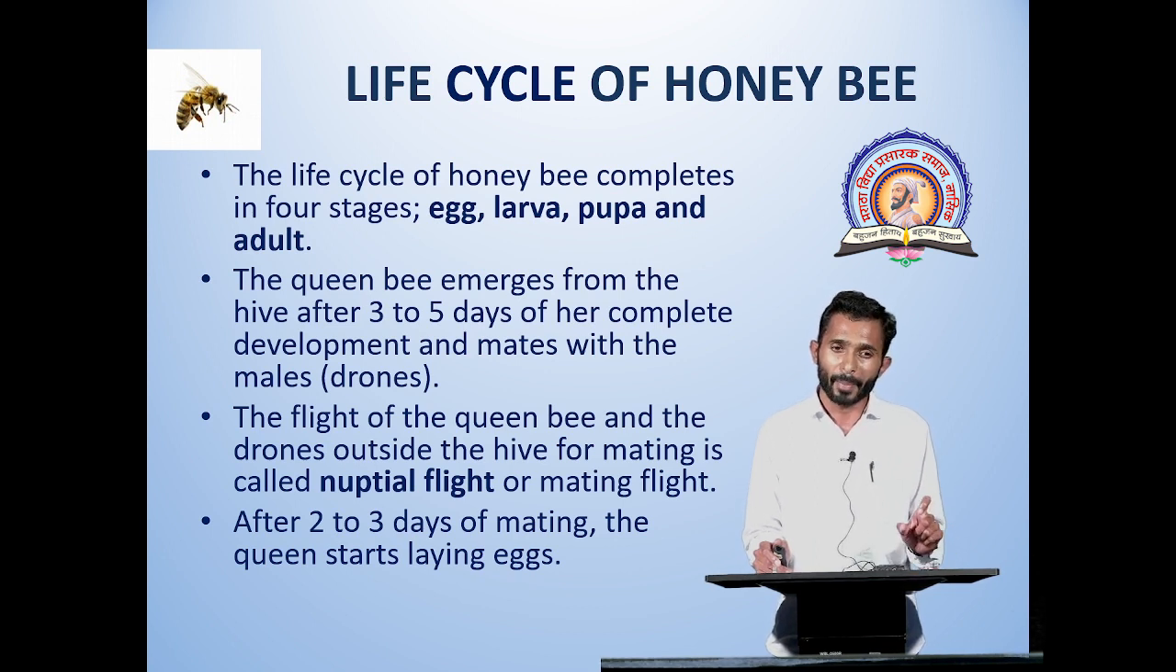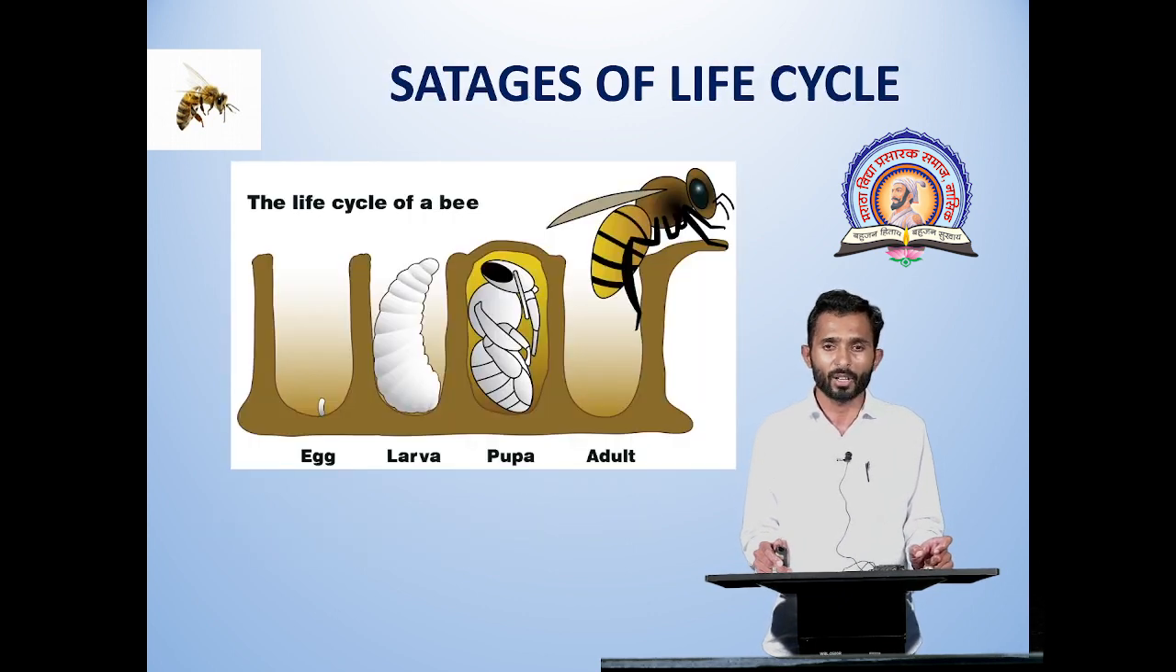That means the mating of a queen and the drone takes place in mid-air, and at that time the queen receives the sperm from the male into her spermatheca. When the mating is complete, after 2 to 3 days the queen starts egg laying, and the life cycle of the honeybee starts.